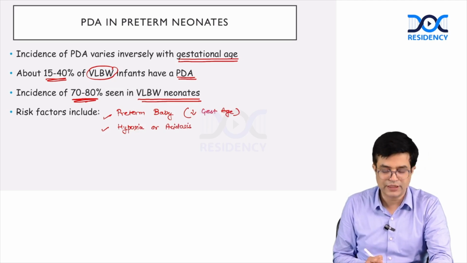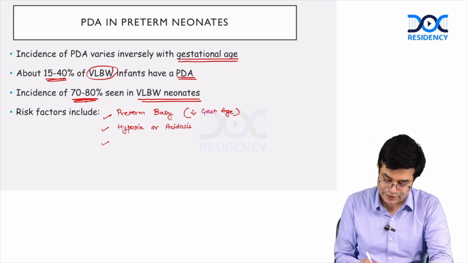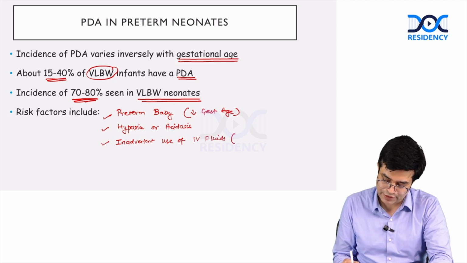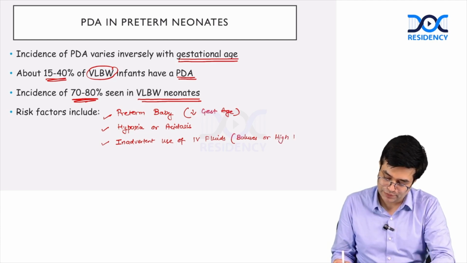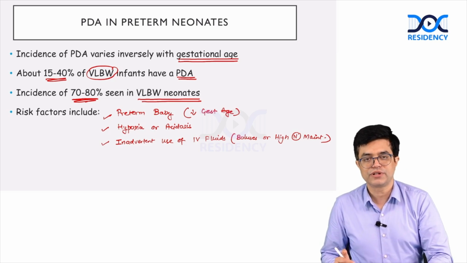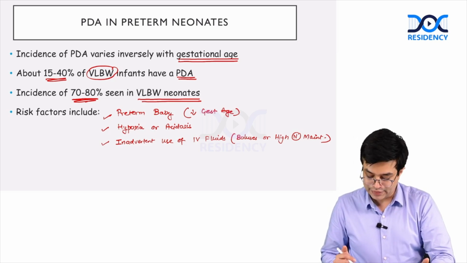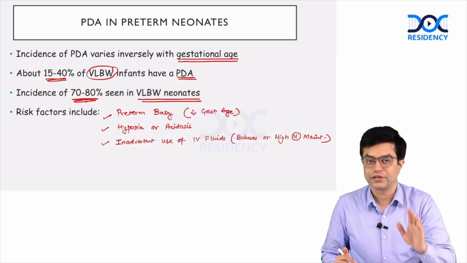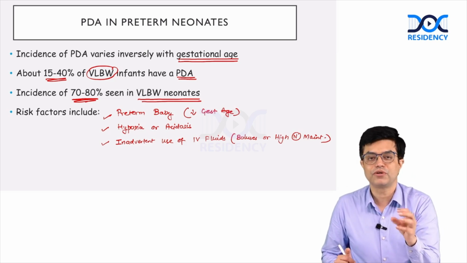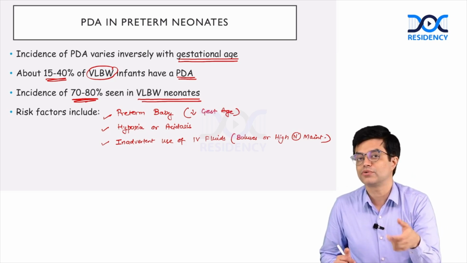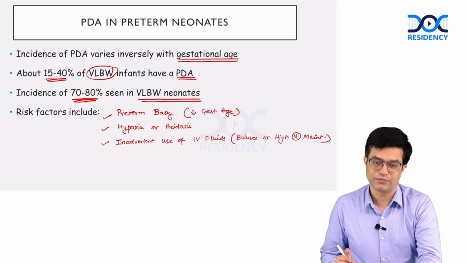Hypoxia or acidosis. Thirdly, inadvertent use of IV fluids, boluses or high normal maintenance values, as it has a tendency to produce a degree of volume overload, and that can cause delayed closure of the ductus arteriosus in some of the patients. In fact, sometimes physiological closure has happened, and it can open up again in case repeated fluid boluses are given to the patient.